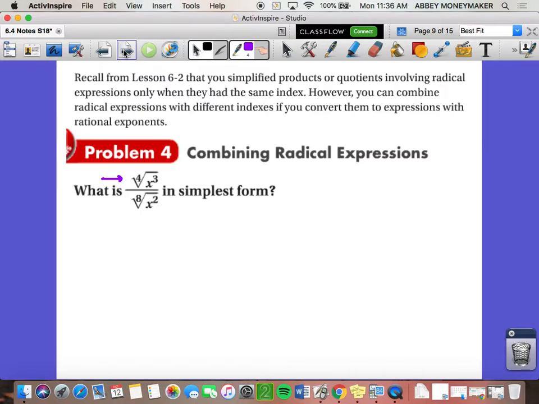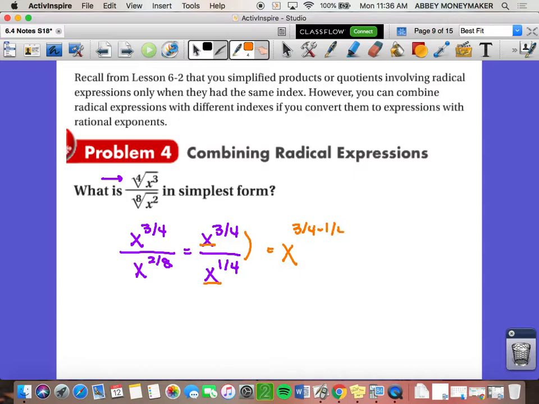So what I can do is I notice that the 2 and the 8 can be simplified if I rewrite that as an exponent. So if I rewrite that as x to the 3/4 over x to the 2/8, that's the same as x to the 3/4 over x to the 1/4. And since I have the same base of x, and since I'm dividing, I can subtract my exponents. So that goes to x to the 3/4 minus 1/4. 3/4 minus 1/4 is 2/4. That's the same as 1/2, which in turn gives me the square root of x.